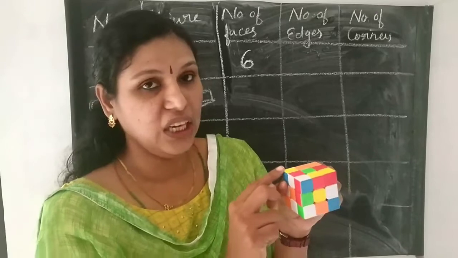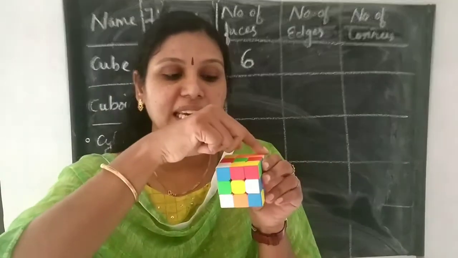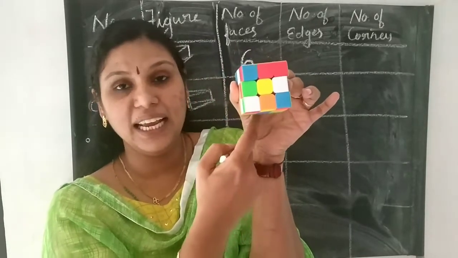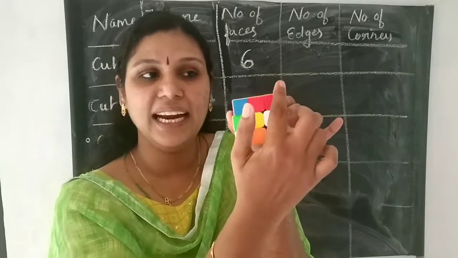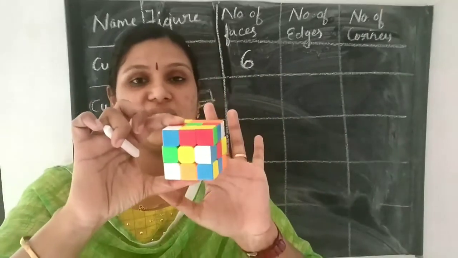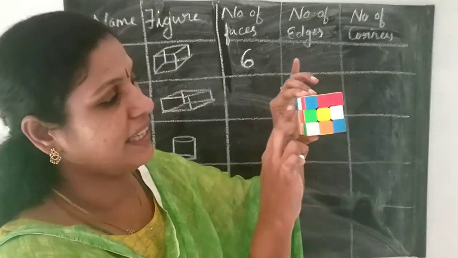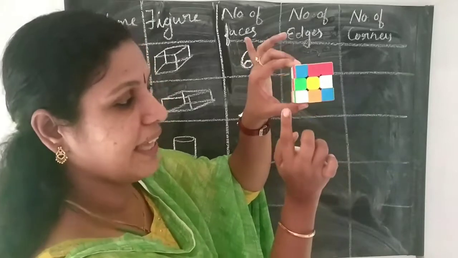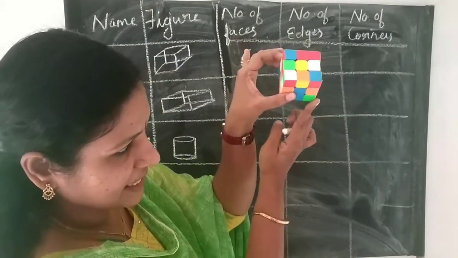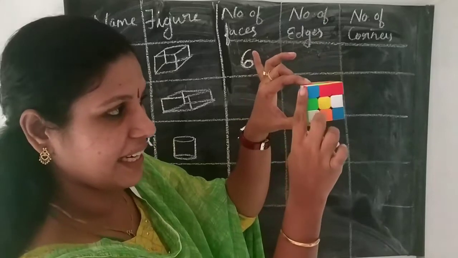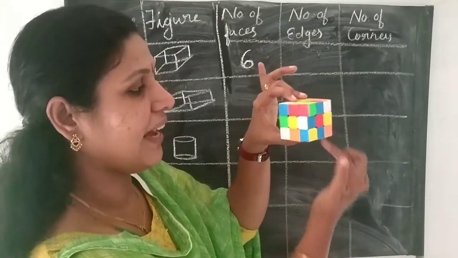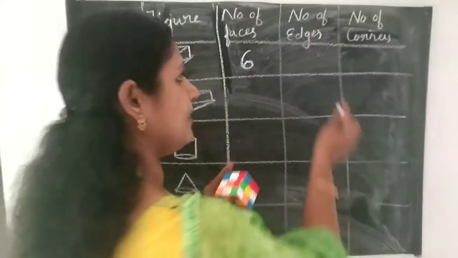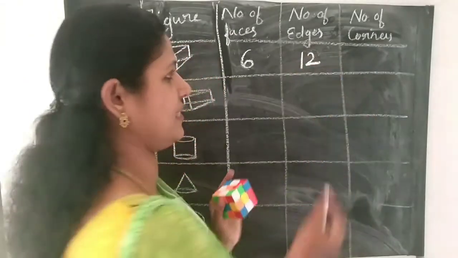See. 1, 2, 3, 4. Then 5, 6, 7, 8. Then 9, 10, 11, 12. How to find? That is 1, 2, 3, 4. Then 5, 6, 7, 8, 9, 10, 11, 12. So, how many edges are here? That is 12 edges. Okay.